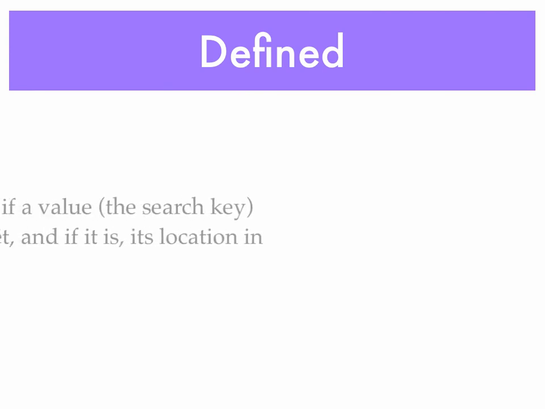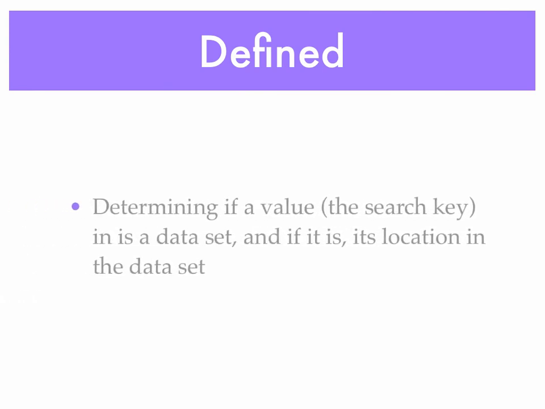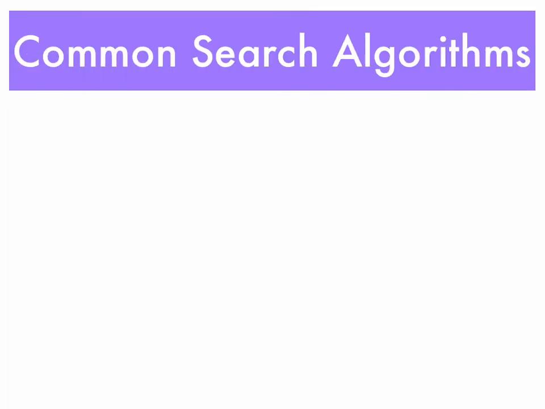Now, searching algorithms are algorithms that determine if a value, which we'll call the search key, is in a given data set. If it is, the location of that value in this data set, the index, is returned. If not, a value that signals the failure to find the search key is returned, and that value is typically -1, because -1 is certainly not a valid index value. We're going to look at two common search algorithms, the linear search and the binary search.